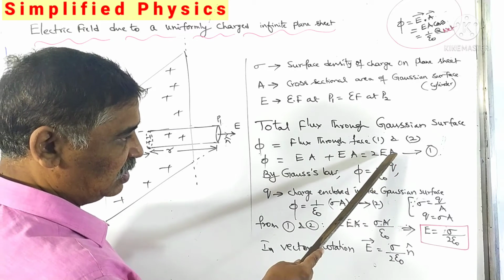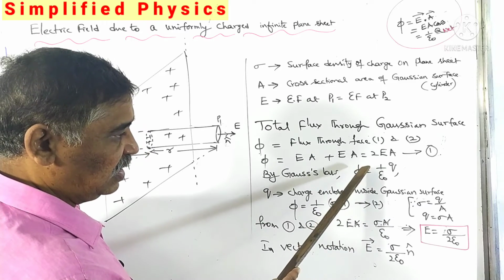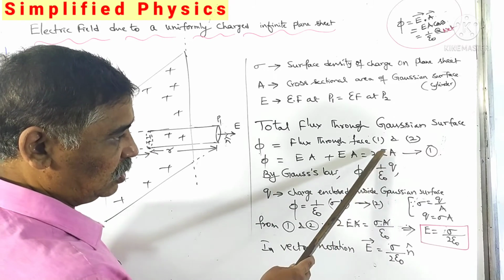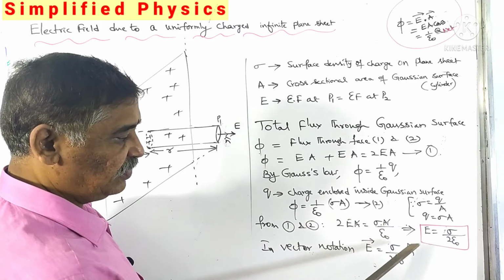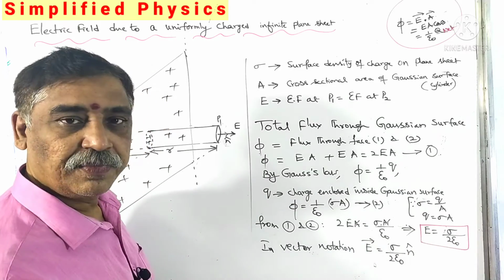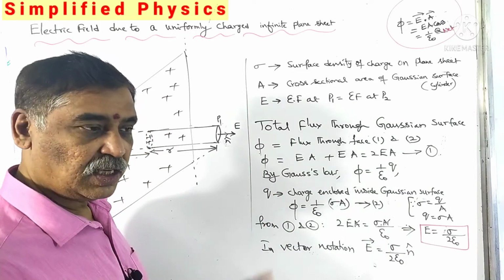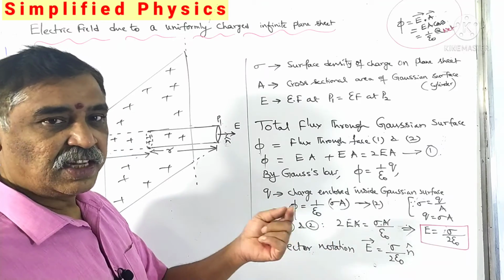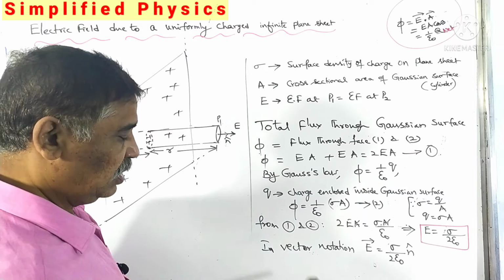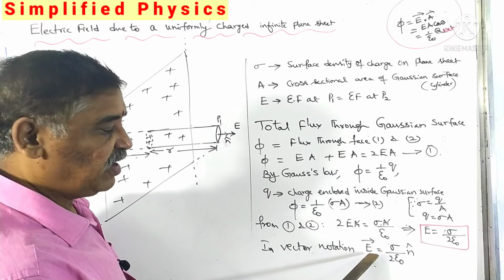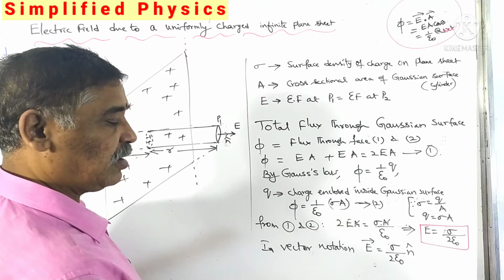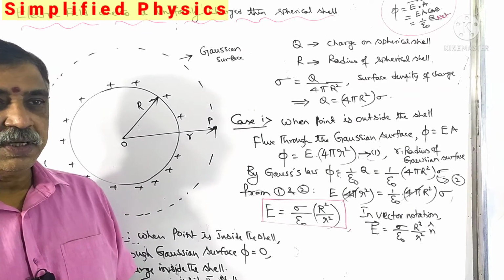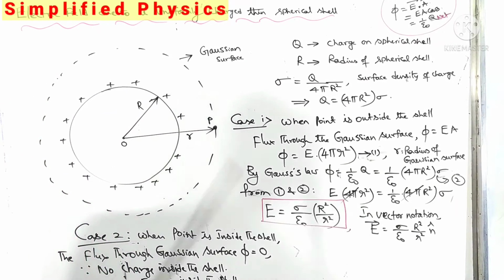If we equate the right-hand sides of 1 and 2, since left-hand sides are equal, we get 2EA is equal to sigma A by epsilon naught. Cancel A, then we get E is equal to sigma by 2 epsilon naught. That is a formula which you should remember, because it will be used in our next discussion in chapter 2. In vector notation, vector E is equal to sigma by 2 epsilon naught times the unit vector n cap. That's all.